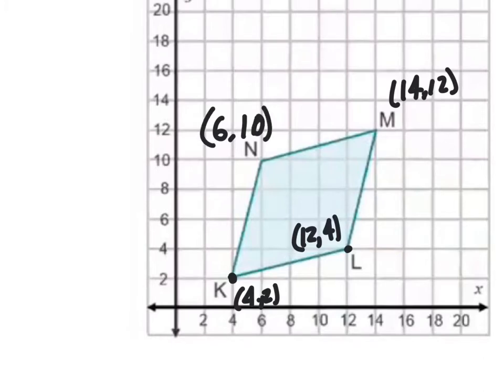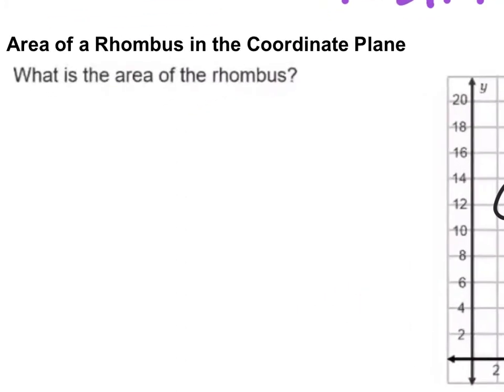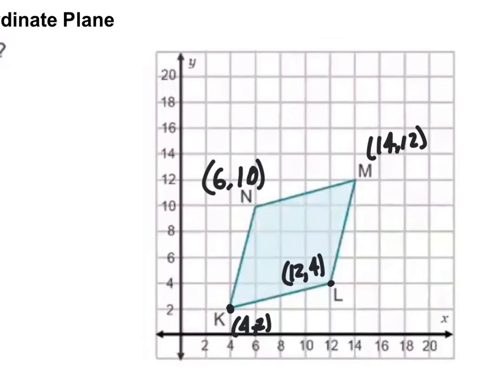Remember, if we're trying to find the area of the rhombus, we need to use the formula: area is equal to d sub 1 times d sub 2 divided by 2. And d sub 1 and d sub 2, those are diagonals. So I'm going to go ahead and draw in my diagonals here from NL, and I'm going to draw in the one for KM.